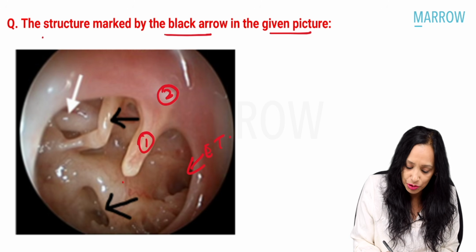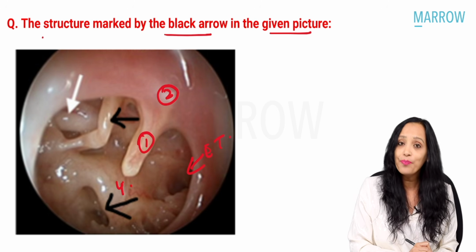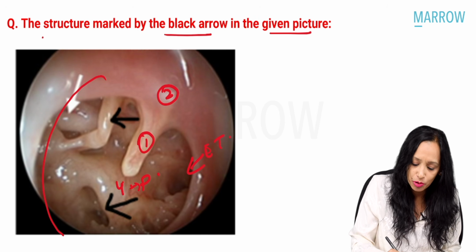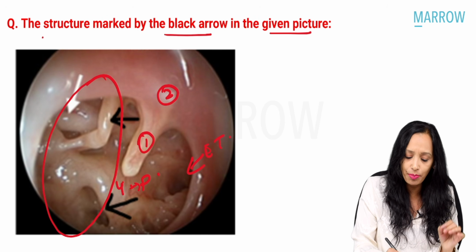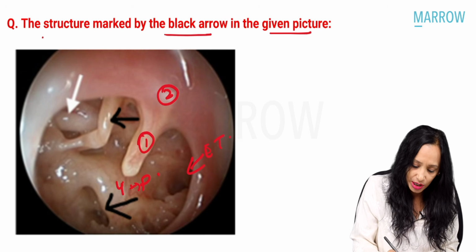Okay, now come to this. Tell me in the center, what do we have? This I will mark as 4. Very good, this is the promontory. Now we will come to the posterior part. Always remember all the important structures are in the posterior part. So now, yes, tell me what is 5?